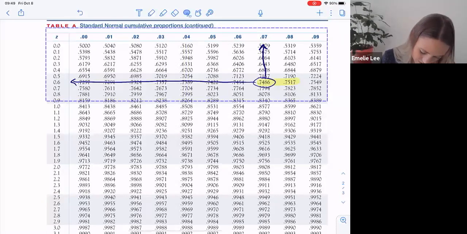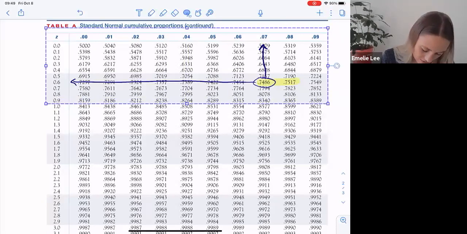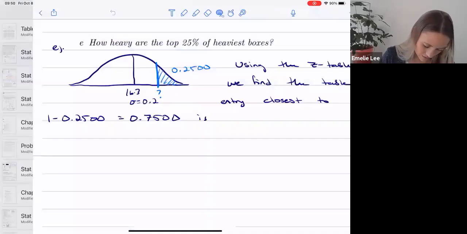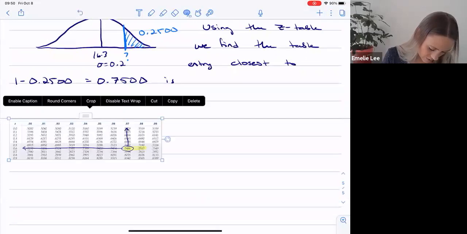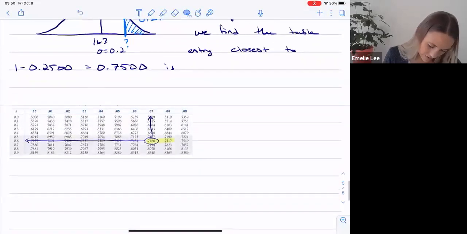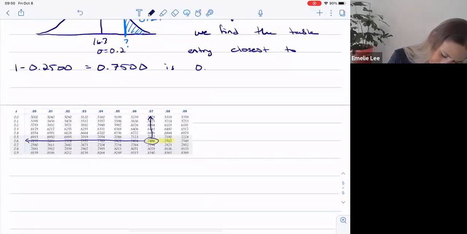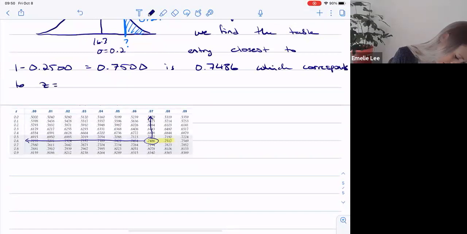I'm going to bring this in here. Down to the wire, I know, 0.7486 corresponds to Z equal to 0.67.